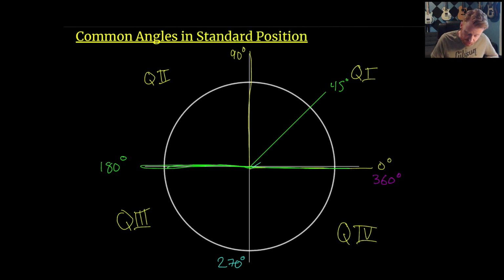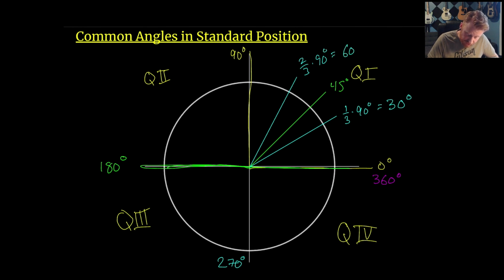So if I just do a third of the way to 90 degrees, 1/3 of 90 degrees is 30 degrees. So a third of the way to 90 degrees, we should get 30 degrees. And similarly, if I go 2/3 of the way to 90 degrees, we will get 60 degrees.